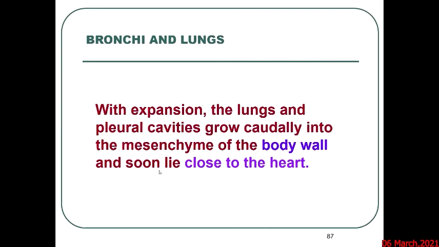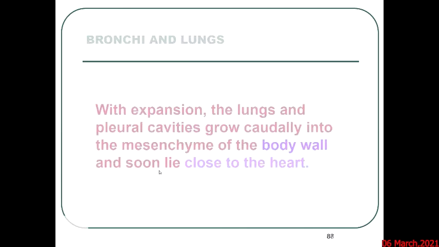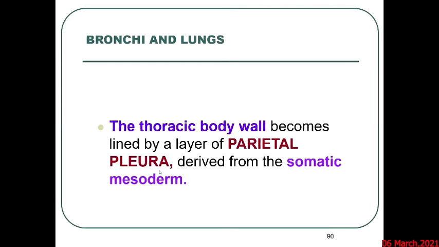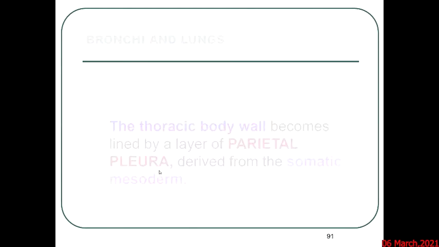Now, with expansion, the lungs and the pleural cavities grow caudally into the mesenchyme of the body wall and soon lie close to the heart. The lung expands, the bronchi expand, the lung tissue expands, and the pleural cavity grows more and more caudally into the mesenchyme of the body wall and soon lies close to the heart. And the thoracic body wall becomes lined by a layer of parietal pleura derived from somatic mesoderm. So I have already told you.